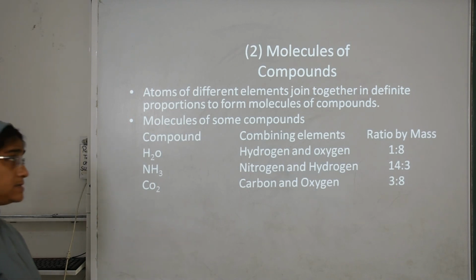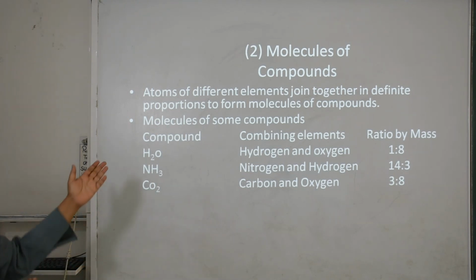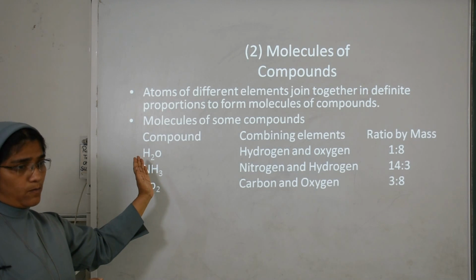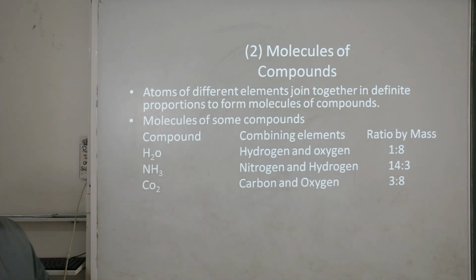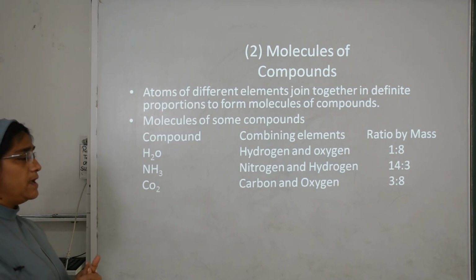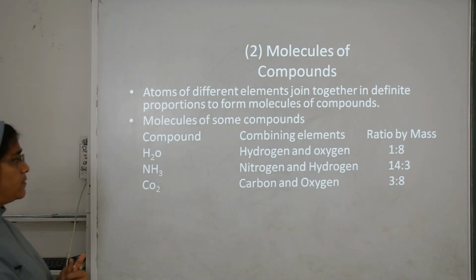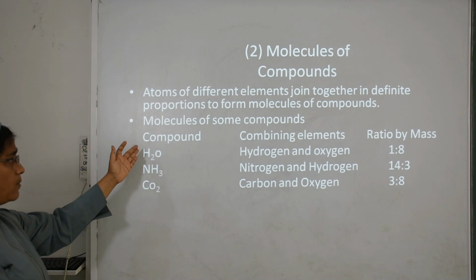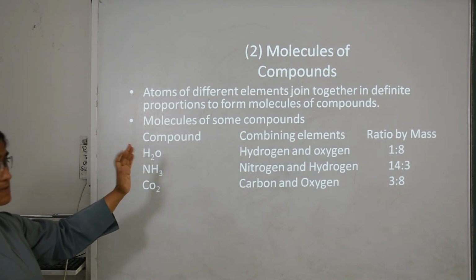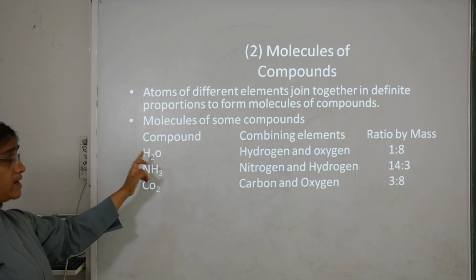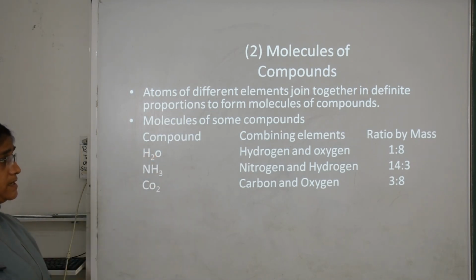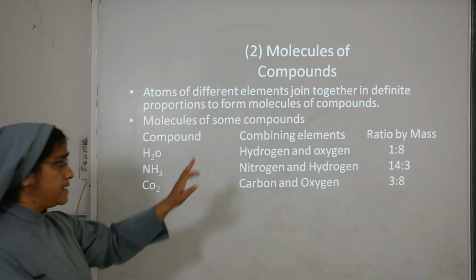Some examples we can see: molecules of some compounds, H2O. H2O is a compound. Why is it known as a compound? In the first chapter you already studied element, compound and mixture. A compound is made up of more than one element. Here 2 elements are there. What are the elements? Hydrogen and oxygen. The combining elements are hydrogen and oxygen.